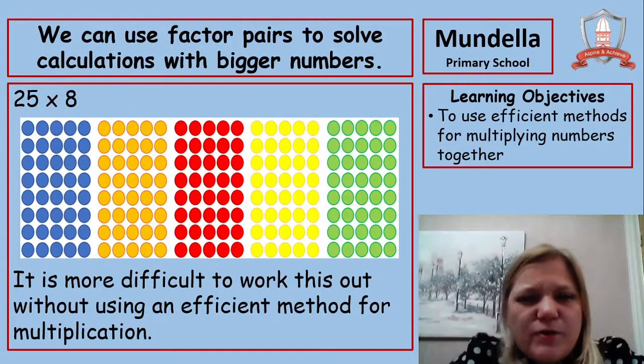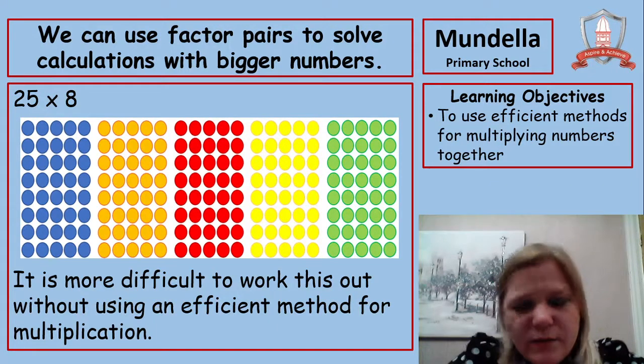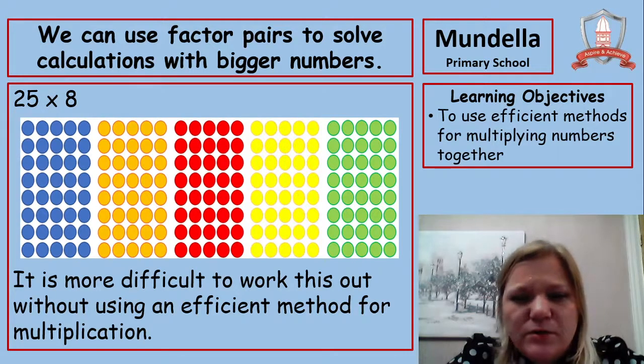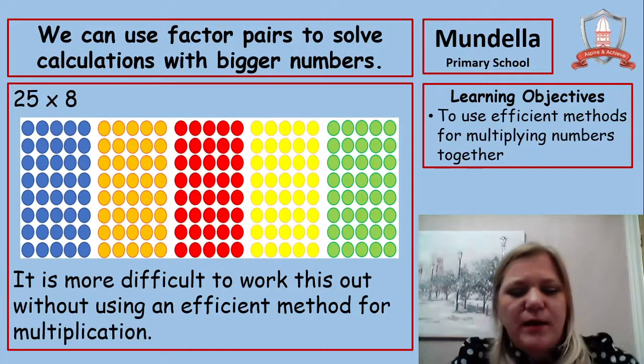So the next question we're going to look through together is 25 times 8. Now 25 is a bigger number, so we can do something to that 25 to make it a little bit easier, a little bit more manageable to multiply. So we're going to use its factor pairs, and I'm going to show you how to do that now.